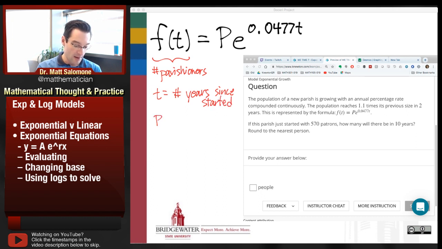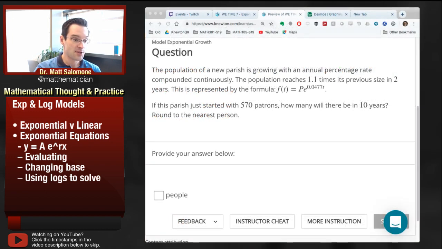And then P here, well, what would that P stand for? As we were talking about just before the break, that P is nothing more than the value of this function when the value of t is equal to 0. T is equal to 0 exactly when the parish was first started. And so this P would be the population at start. It's the y-intercept of this exponential function. And so based on the information that we have here, the population of this parish at the beginning was 570.